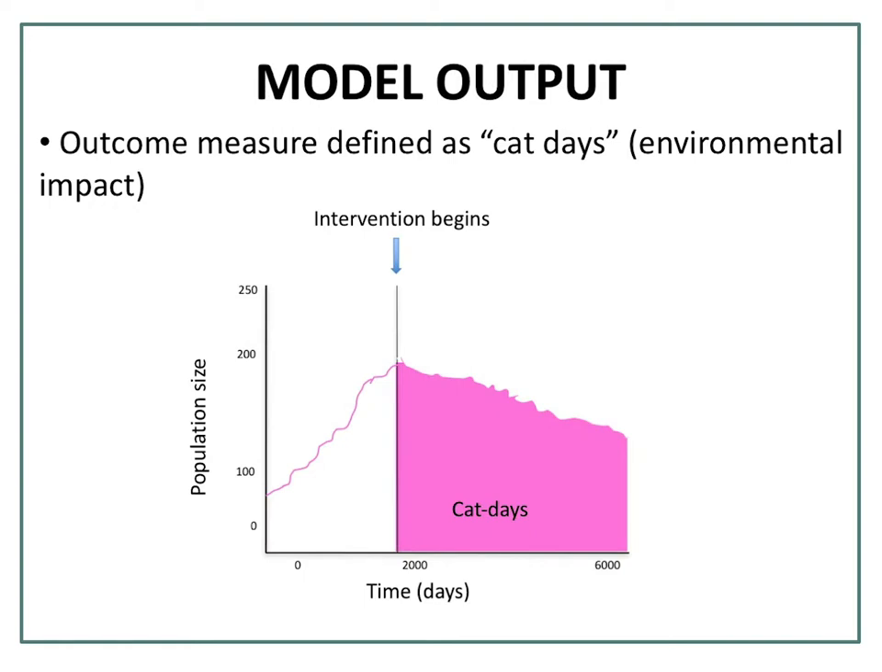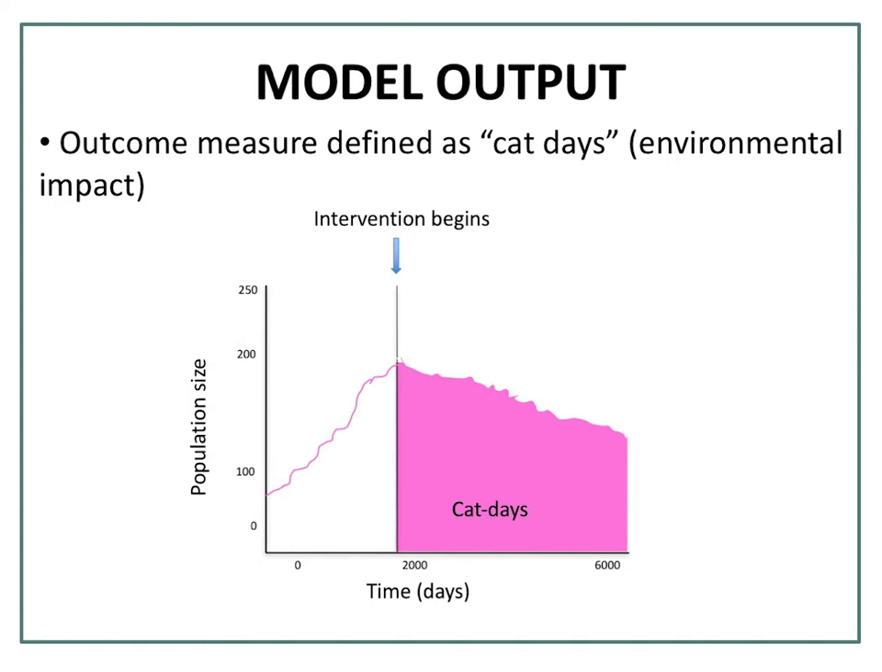And for model outcome, we've used cat days, and cat days represents the impact of the population on the environment, and that can be represented in this population versus time curve as the area under the curve after the intervention begins. So cat days sits here.